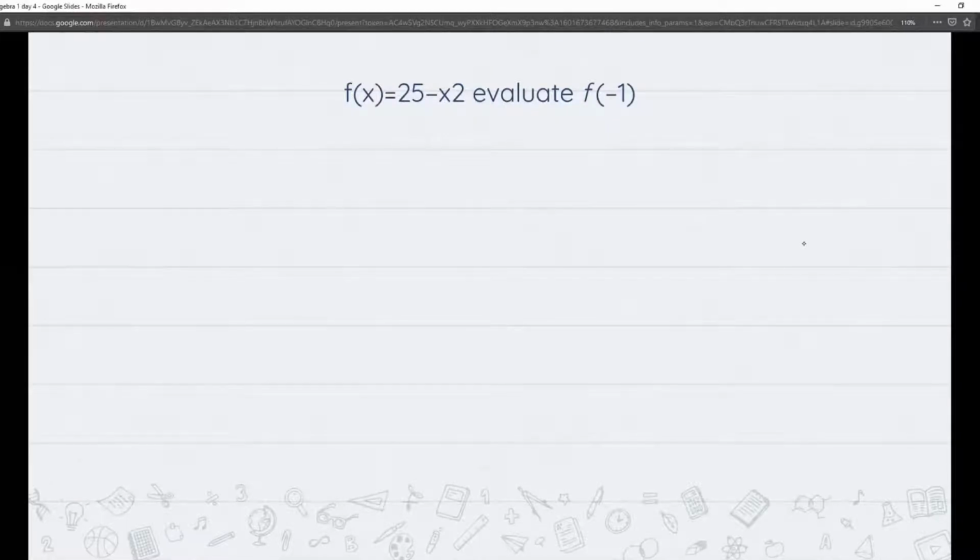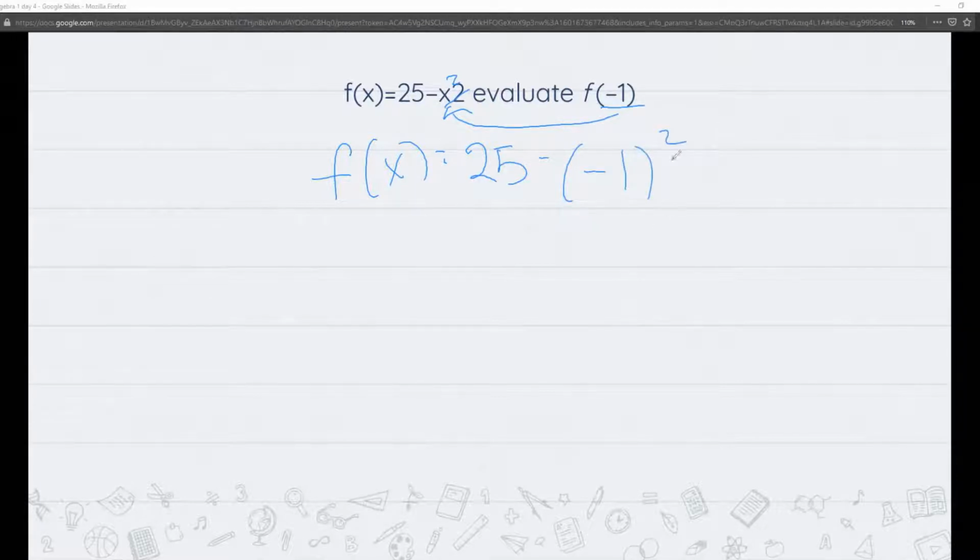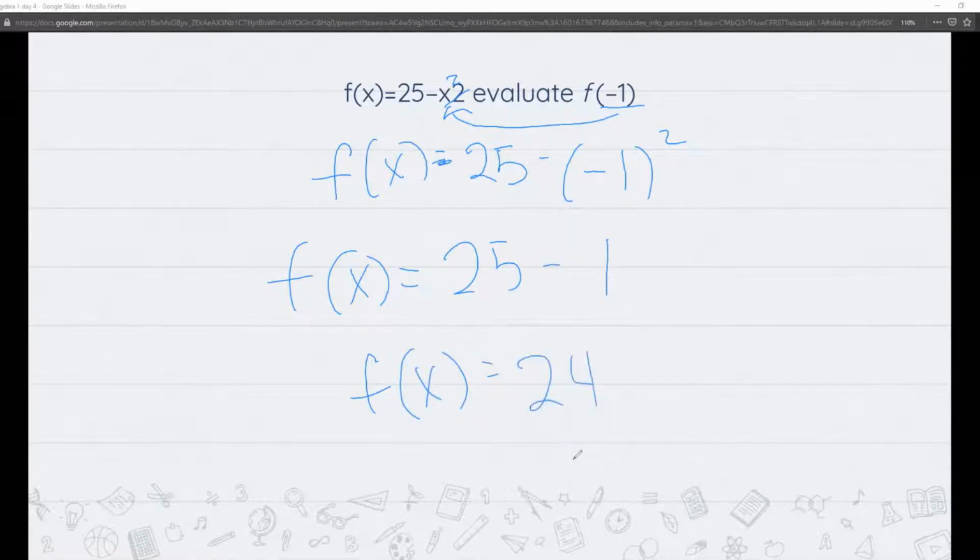On to our second example. I wrote this wrong again. It's supposed to be a hanging 2. Again, we will substitute -1 for our x. And -1 times itself would be +1, take away 25, equals, and now you'll subtract 25 from 1, and you'll get -24, and that will be your answer.